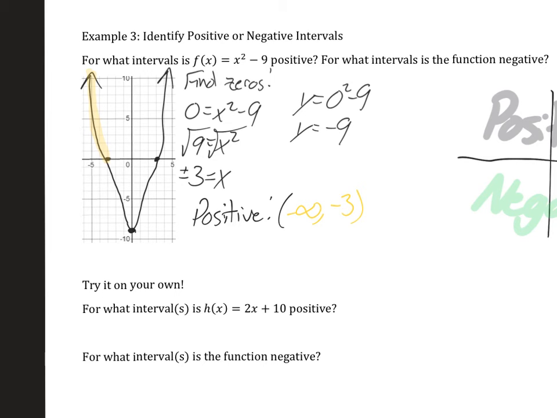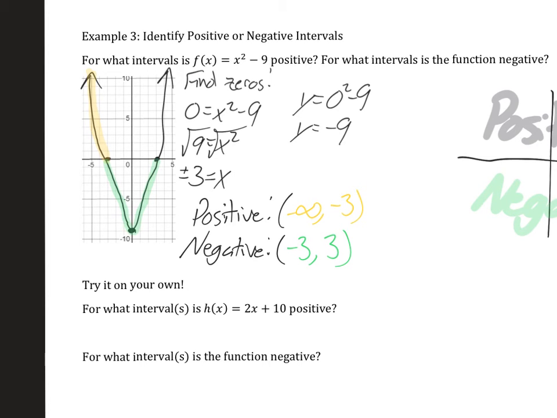Okay, and then what happens after that? Well, it looks like it's below the x-axis, isn't it? So it stays below, stays below, stays below. Oop, that hits right there. So we are going from negative 3 all the way to positive 3.